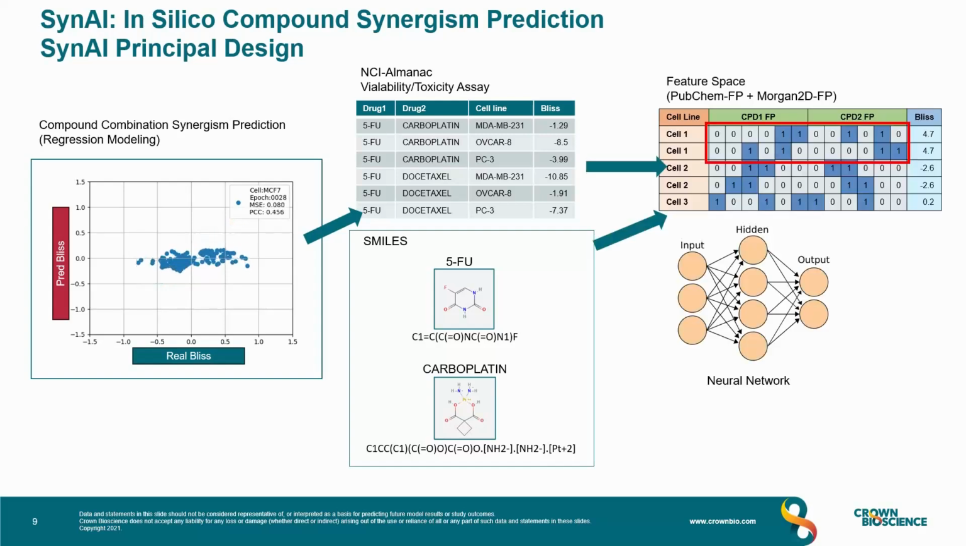By combining these two data sources, we first convert the SMILE sequences into molecular fingerprints, which are aggregated characteristics and abstract representations of the molecular compound and its structural signatures. Here we choose the PubChem fingerprint and the Morgan 2D fingerprint. Later we will explain the motivations in the hyperparameter tuning studies.